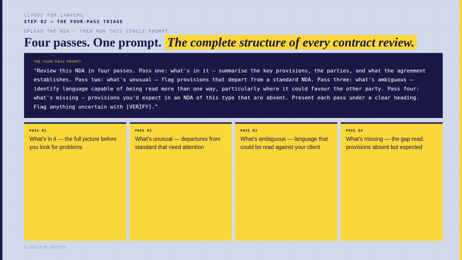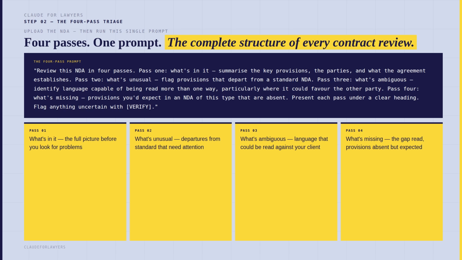Pass 4, what's missing, is the gap read. This is the most underused pass in manual contract review because it requires you to think about what isn't there. No return of information obligation. No provision for what happens to confidential information in the event of a breach. No dispute resolution clause. These absences are invisible in the document itself. Claude surfaces them explicitly.